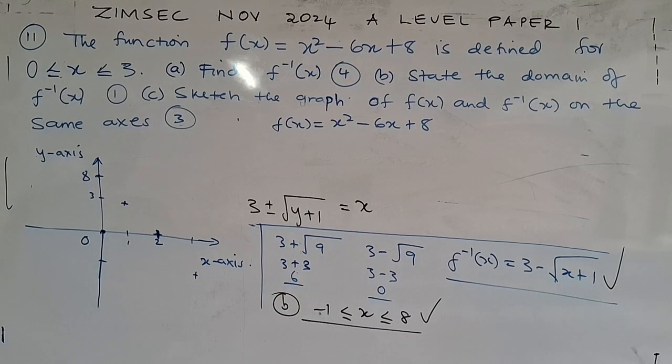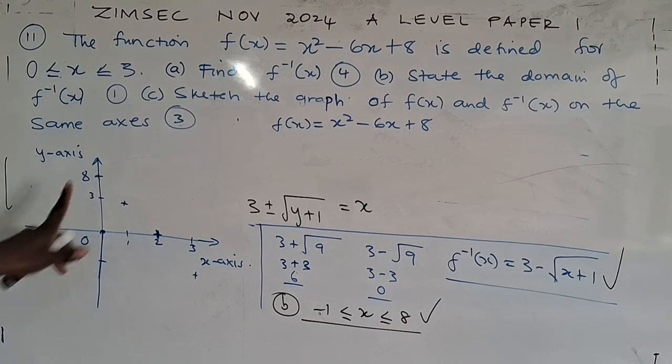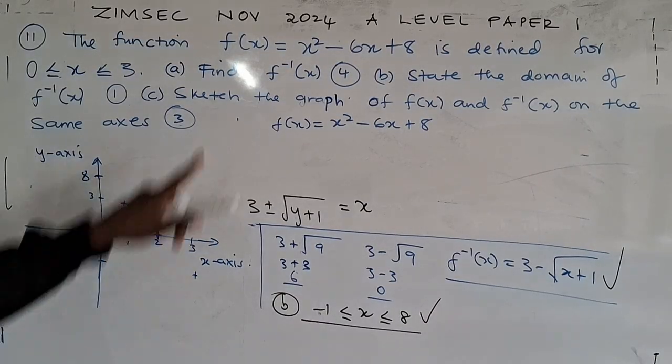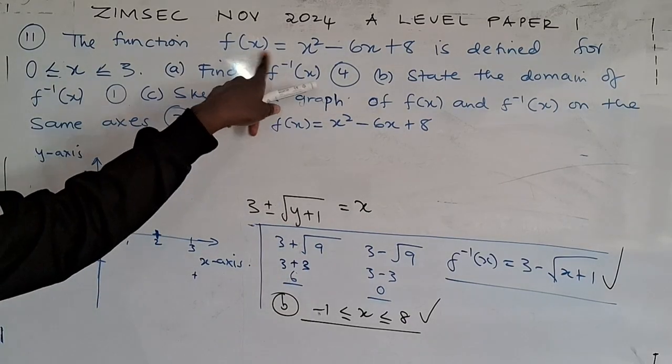So from 0 up to 3, I have the graph now, and you can draw the graph of f of x. If you solve this equation, you put a 0 here.